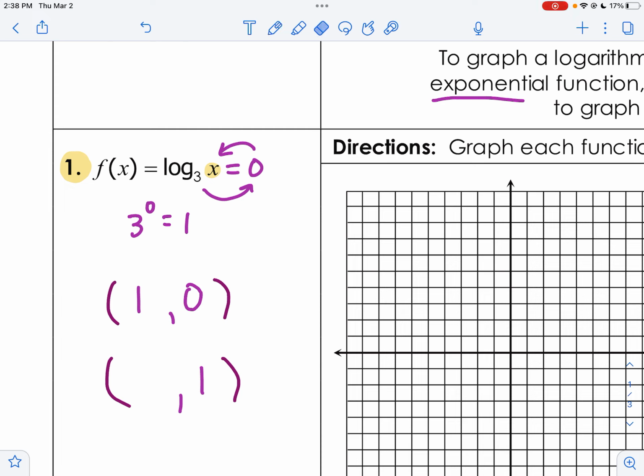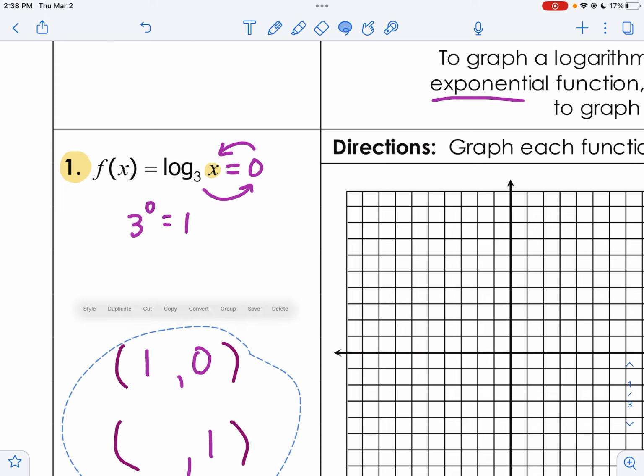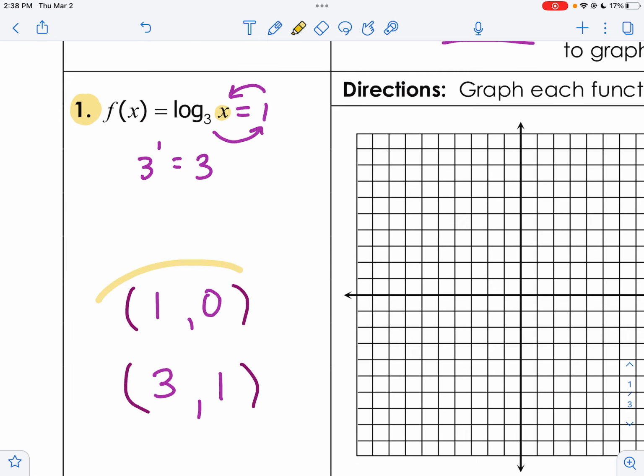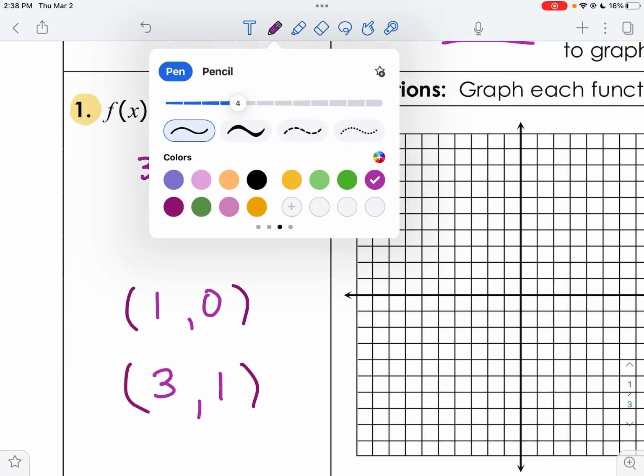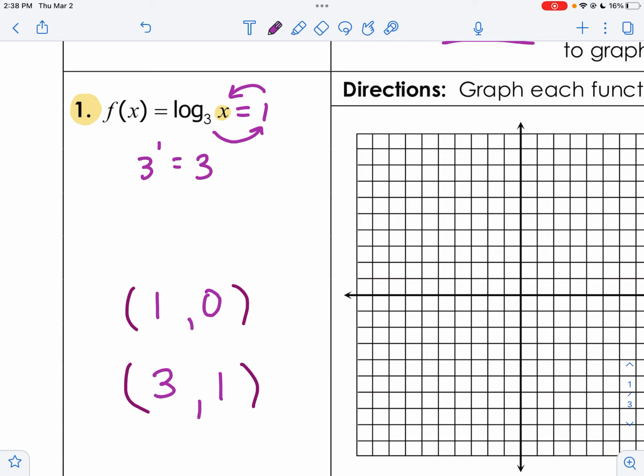And then if I were to redo this, maybe I'll move down. If I were to do the same thing, but replace these with 1, 3 to the 1 gives me 3 as my second x value. You can also think 1, 0 is generally going to be a point that we see quite often because anything to the 0 power gives you 1, with the exception of transformations. And then also, this is going to be a common thing you see as well, right? If you plug in whatever the base is, log 3 of 3 is 1. Log 5 of 5 is 1, right?